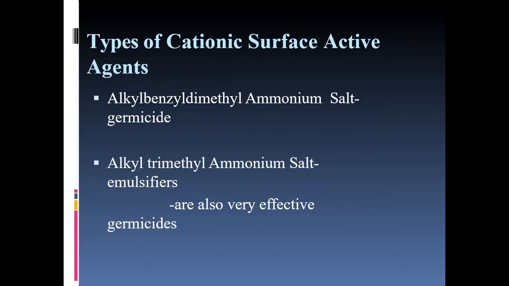Now here are the types of cationic surface active agents. Here are the different types. First one is alkyl benzyl dimethyl ammonium salts, for example, germicides. Next one is alkyl trimethyl ammonium salt, for example, emulsifiers. Emulsifiers are also very effective germicides.